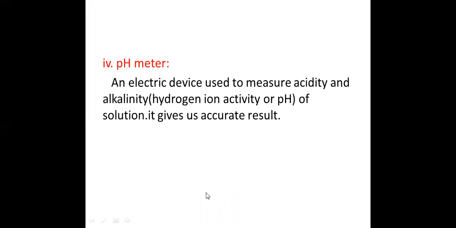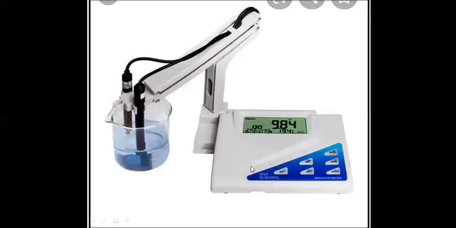The last method is pH meter. pH meter is an electric device used to measure acidity and alkalinity, meaning hydrogen ion activity or pH of solution. It gives us accurate results. This is pH meter, and by dipping the pH meter electrodes in solution, the reading is 9.84, which shows that the pH is greater than 7. So this solution is basic in nature.